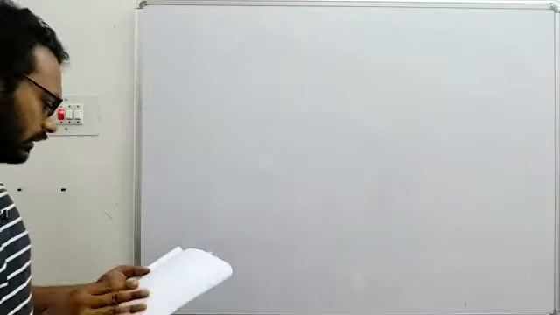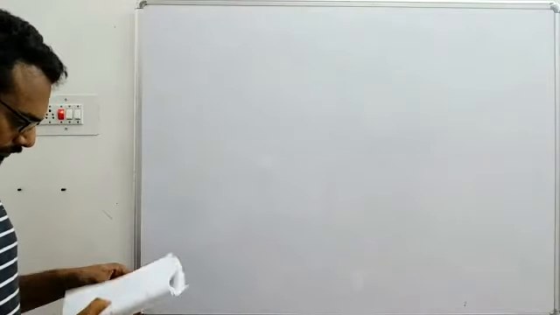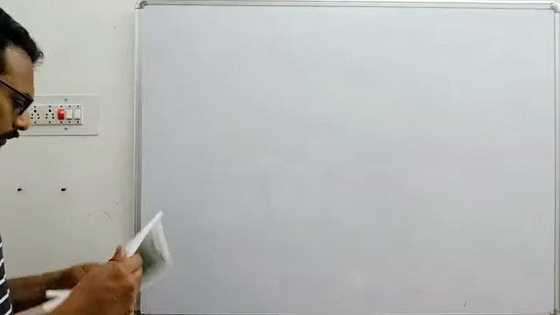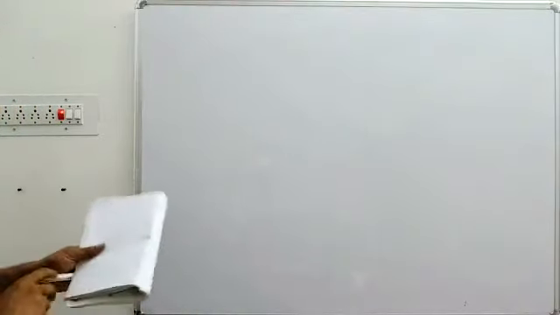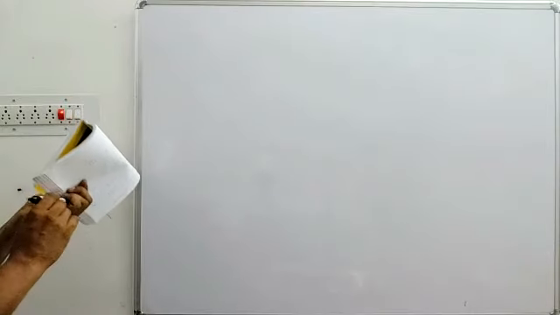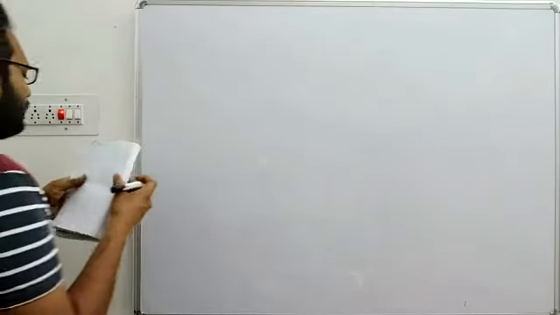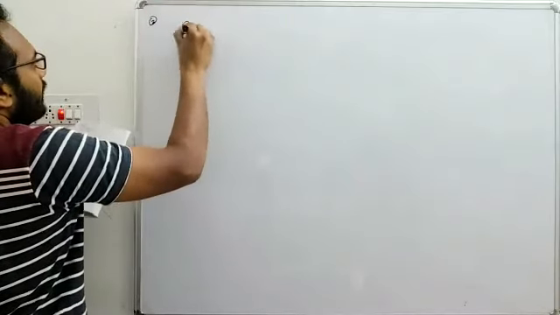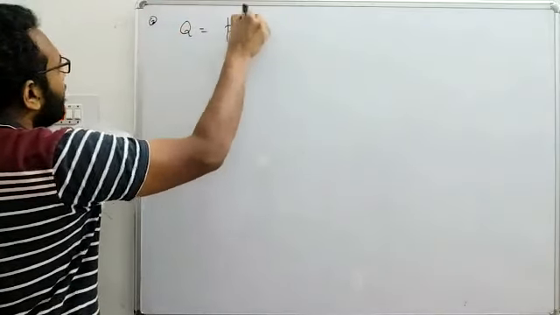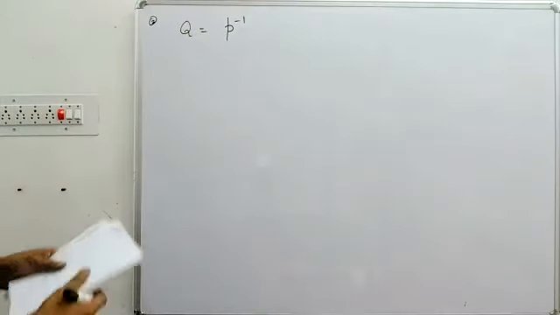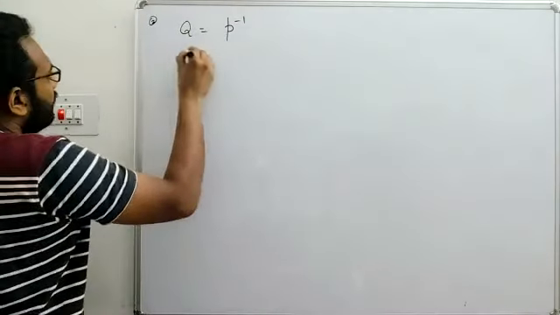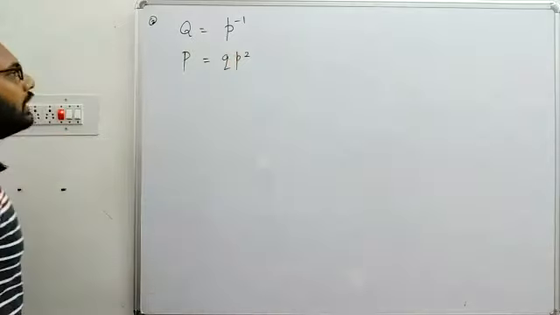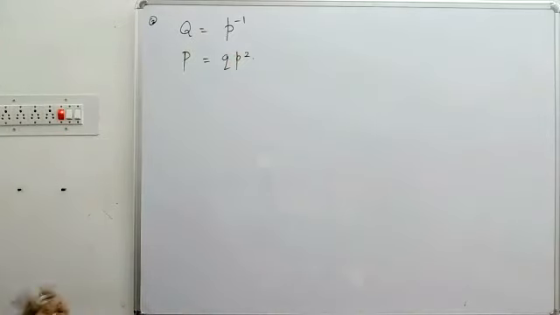Okay, let's do another one. Yeah, here it is. Okay, so they have given the particular transformation like this. The second problem: capital Q is equal to small p inverse, and capital P is equal to q p square. Now the question is, is this a canonical transformation?